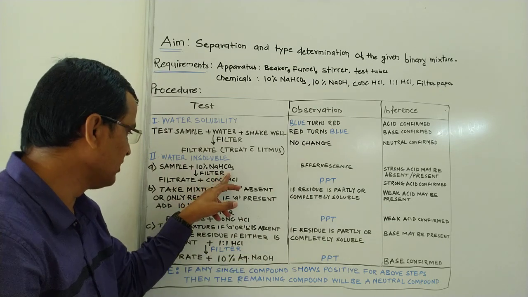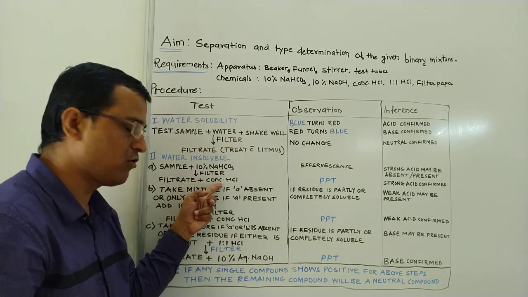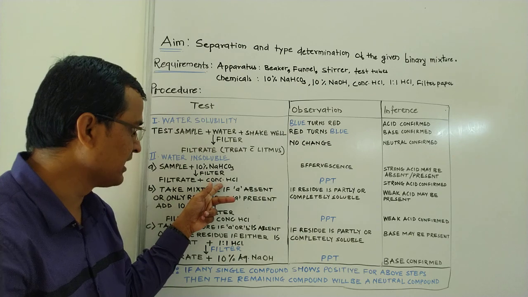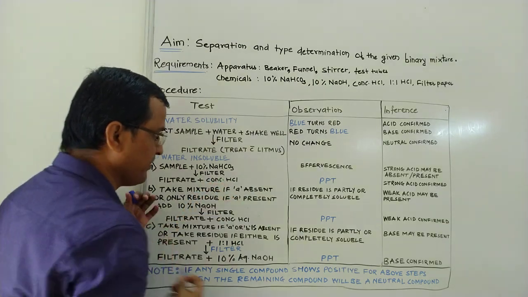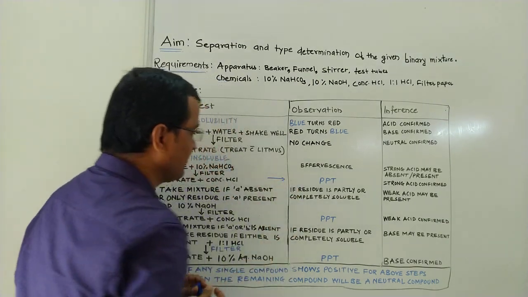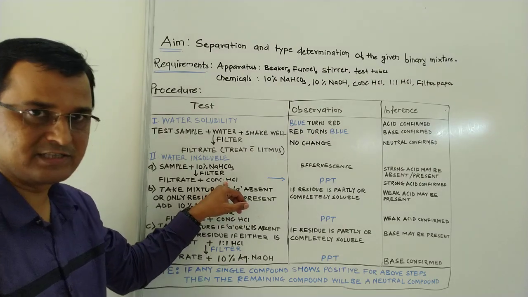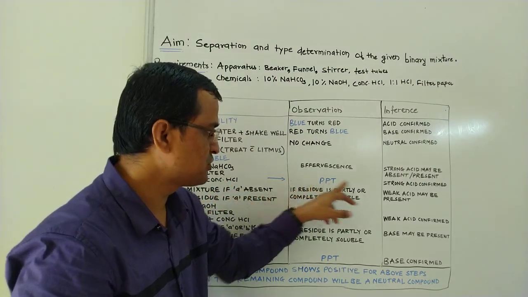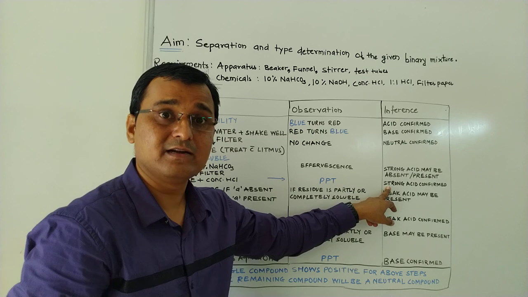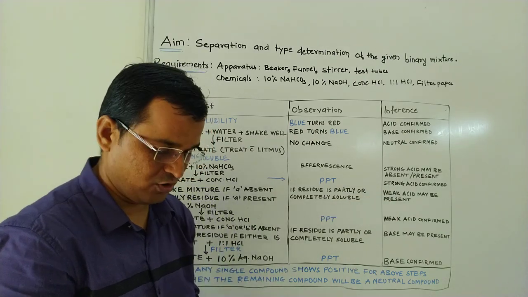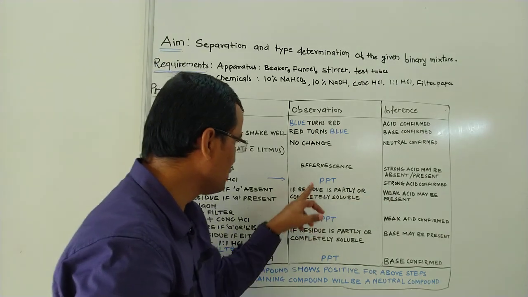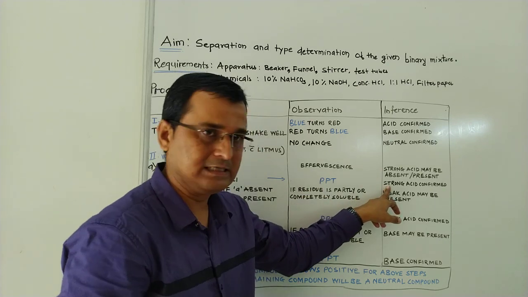Then just filter it out, and to the filtrate, add concentrated HCl, that's the hydrochloric acid. You may get a precipitate upon addition of concentrated HCl. If you get the precipitate, a strong acid is confirmed in your compound. If no precipitate, strong acid is absent.